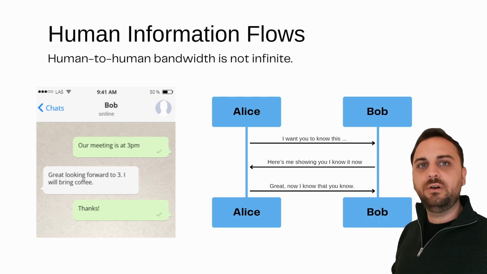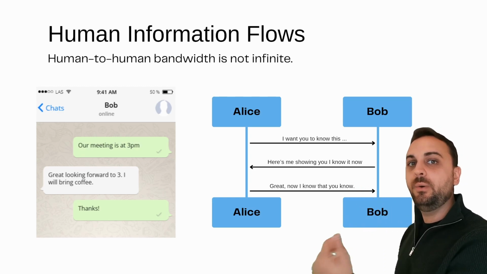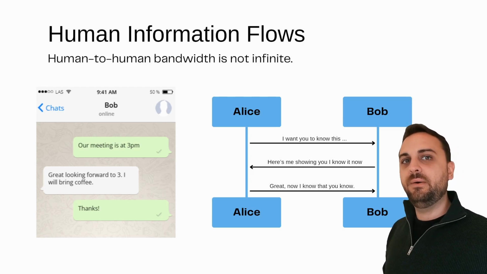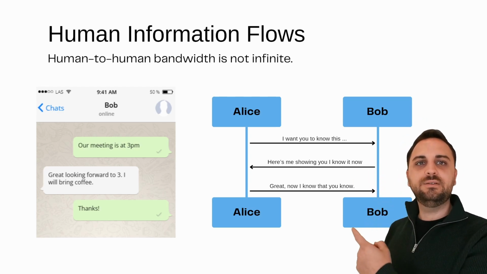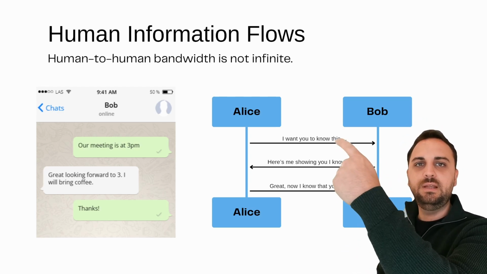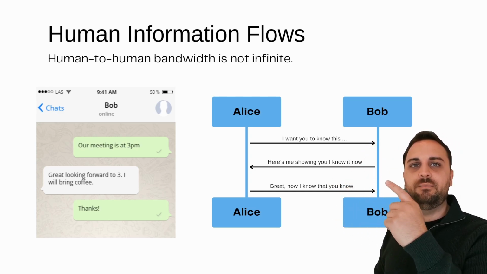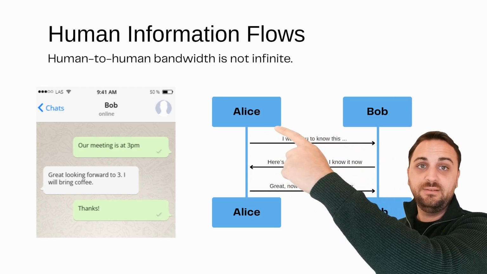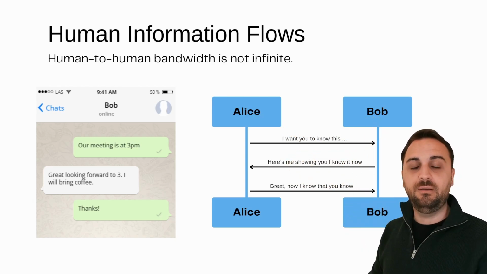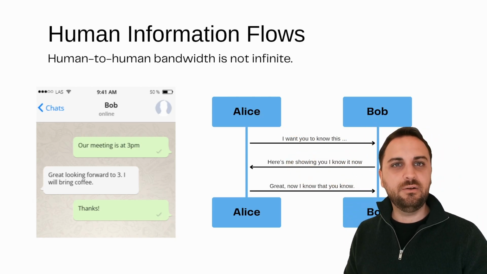Alice says, "I want you to know this." Bob says, "Here's me showing you I know it." Alice says, "Great, now I know that you know it." None of these lines are for free, right? Each line costs something to transmit. Each arrowhead costs something to send from Alice, and costs something to receive from Bob. There's probably a limit to how many arrows they can receive.